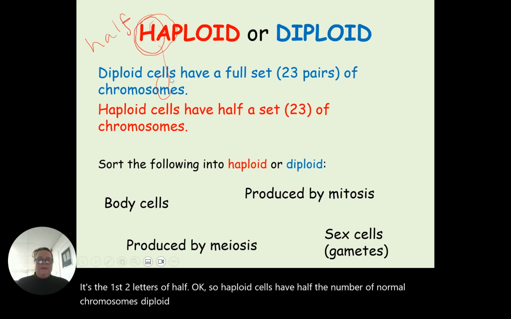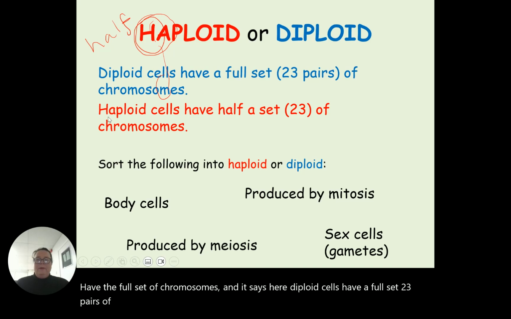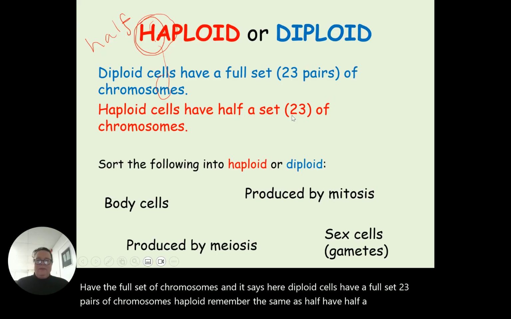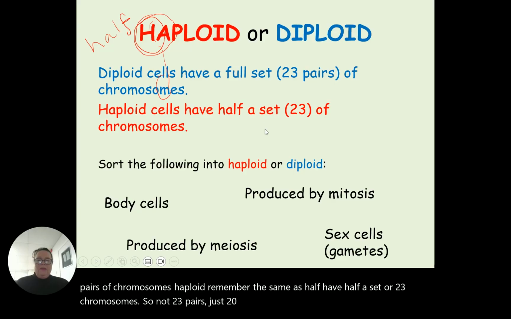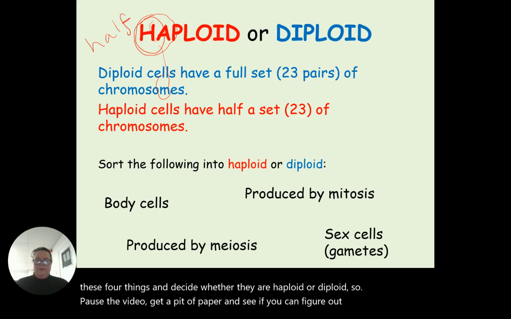Diploid cells, on the other hand, have the full set of chromosomes. It says here, diploid cells have a full set, 23 pairs of chromosomes. Haploid, remember the same as half, have half a set, or 23 chromosomes. So not 23 pairs, just 23. There's a little task here. We've got to put these four things and decide whether they are haploid or diploid. So pause the video, get a bit of paper and see if you can figure out those four.